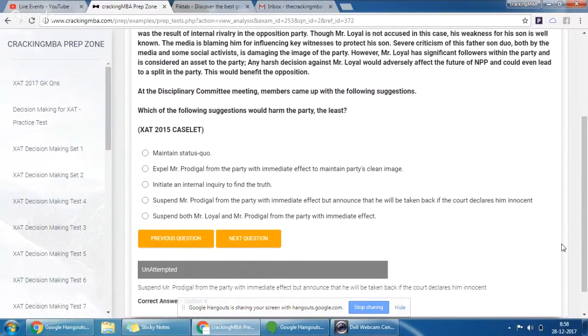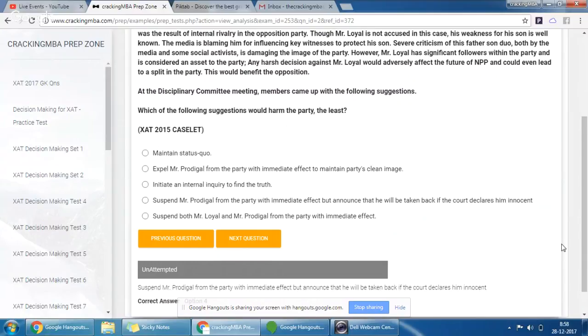So most of you might say, initiate an internal inquiry to find the truth. I think most of you will say this is the correct answer, but I think the correct answer is option D. Suspend Mr. Prodigal from the party with immediate effect, but announce that he will be taken back if the court declares him innocent. Now, I don't care what anyone thinks, because I think the correct answer according to some sources of the official case is option D.